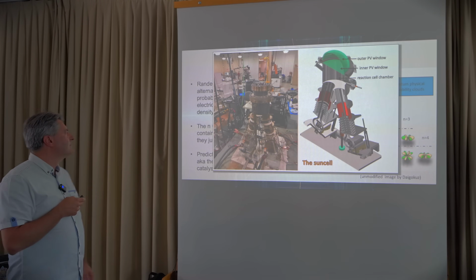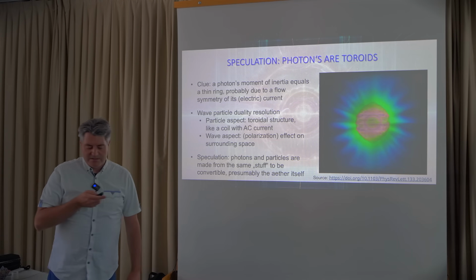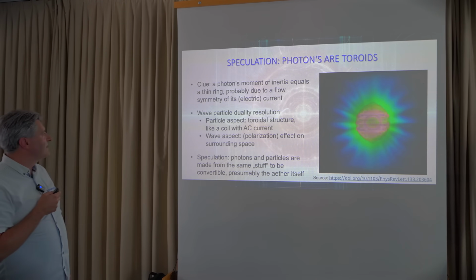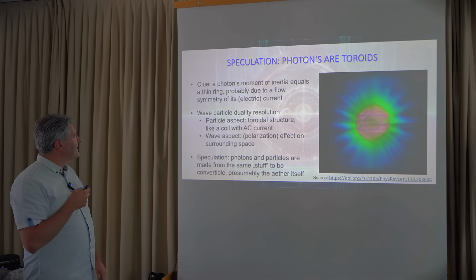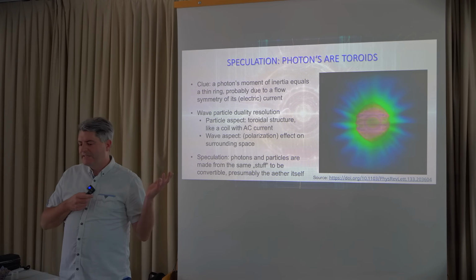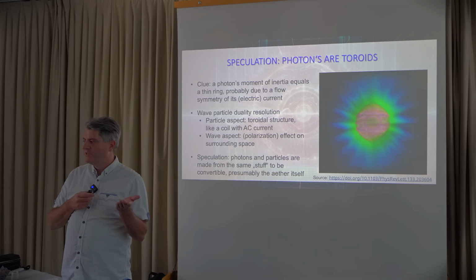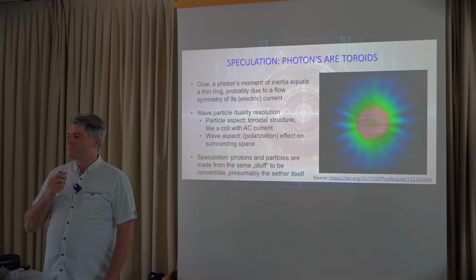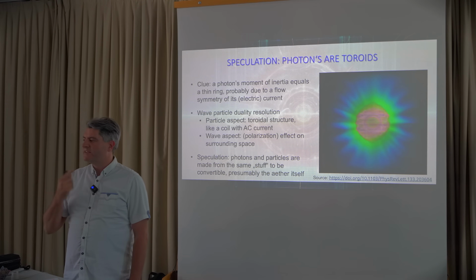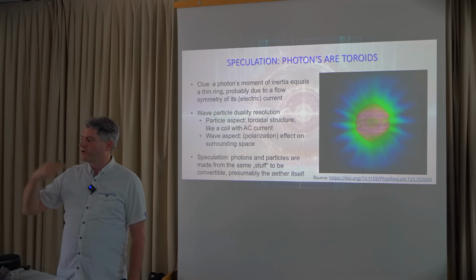Okay, this is more of a speculation of mine. I cannot say that this is really substantiated, but I find it interesting to entertain that idea. We were already seeing that the moment of inertia of a spin 1/2 particle seems to be a thin disk. For the photon, it seems that the moment of inertia is a thin ring. And by extension, a photon should be a toroid, and a toroid with an AC current on top of it.